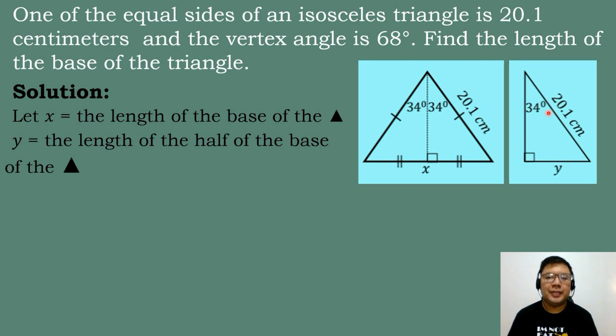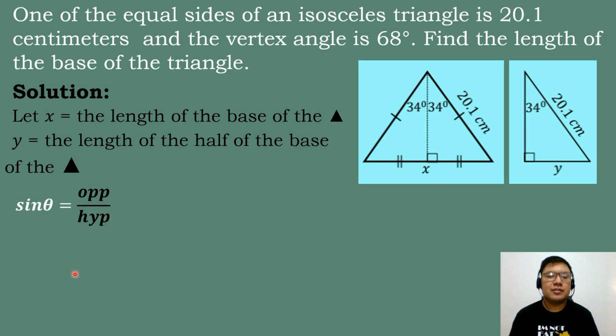So what trigonometric ratio will we be using in this given figure? This one will be our reference angle, and we have to compute for the measure of y. So this one will be the opposite side, and given is the hypotenuse. Which trigonometric ratio has the opposite side and the hypotenuse? That is sine theta. So sine theta is equal to opposite over hypotenuse.